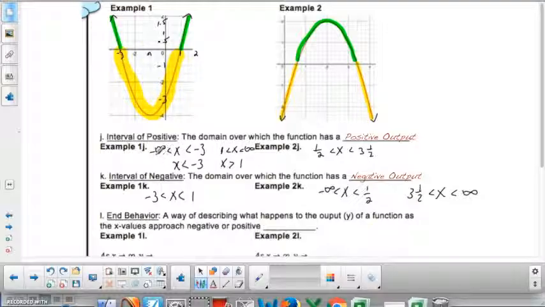With this example, we start at negative infinity, we go to -3. At -3, it flips over to being a negative output, and it stays negative until we get to that 1. And then at 1, we go back to being positive up to positive infinity. This one kind of goes the other way. So that's it for intervals of positive and negative. I'm going to end this here, and then we'll talk about end behavior in the next video.